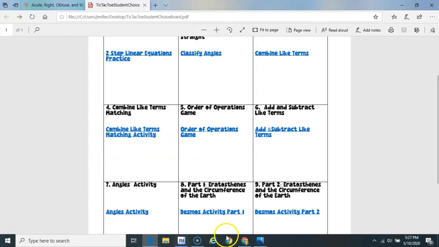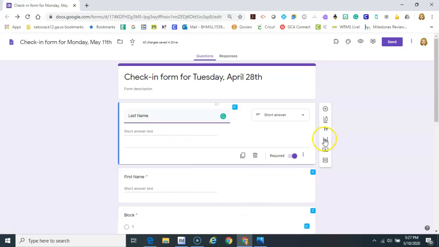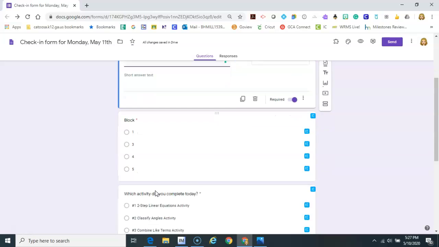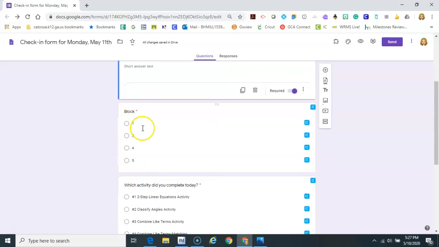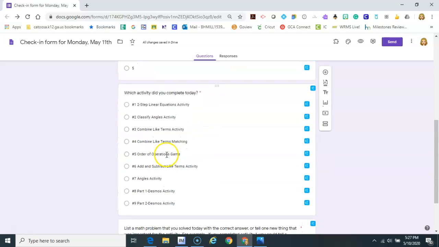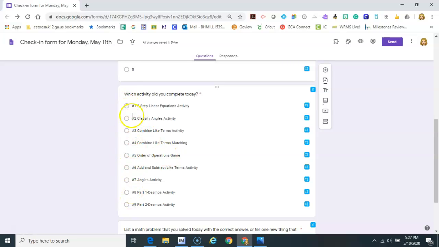And then when you're done, you need to fill out the Google form. That's going to look like this. And so you'll put your last name here, and then your first name. Tell what block you're in. Tell what activity you did. So this is the form for Monday. So what activity did you do today?